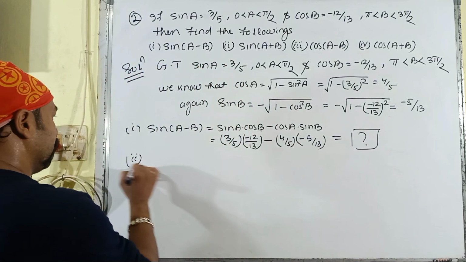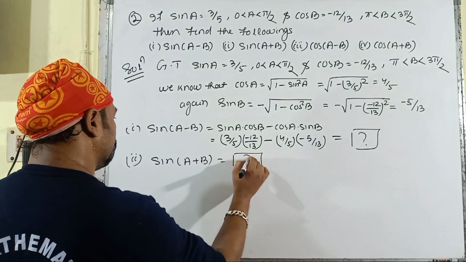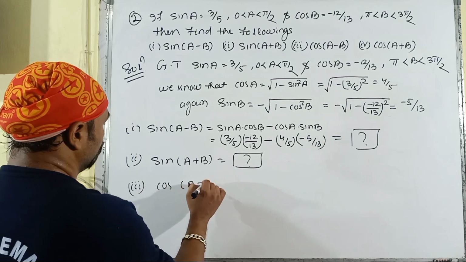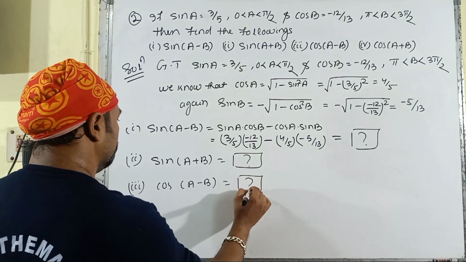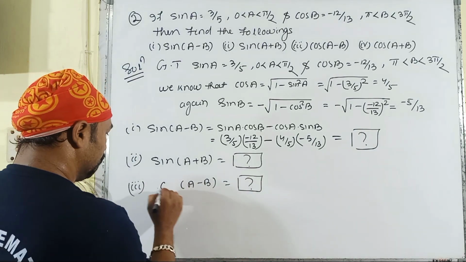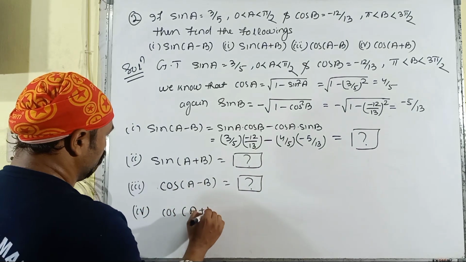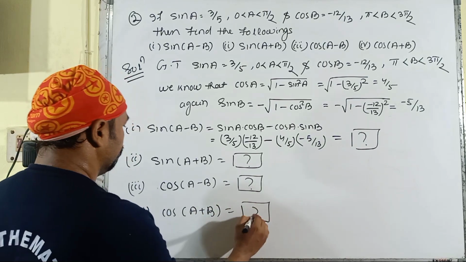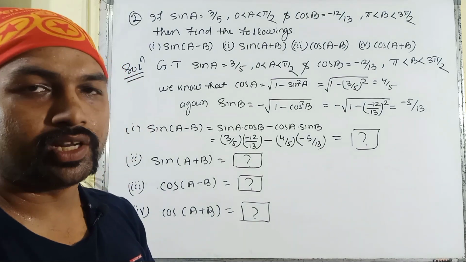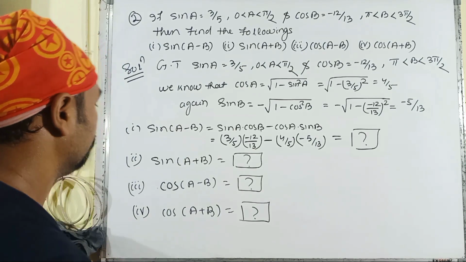Similarly, you have to find out sin (A plus B). This is the task for you. Similarly, cos (A minus B). Just put the formulas of cos (A minus B) and then evaluate this. And at last, again you have to evaluate cos (A plus B). So this is all about the second problem based upon the trigonometric ratios of compound angle. Then moving towards the third problem of this section.